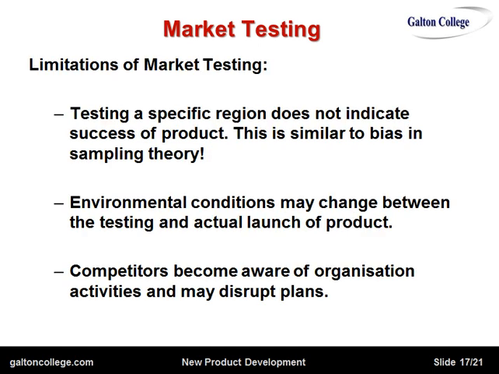The limitations of market testing. Well, testing in a specific region does not indicate success for the product. It's similar to bias in sampling theory. It could be that the area selected was the wrong area, had the wrong characteristics. Could be.